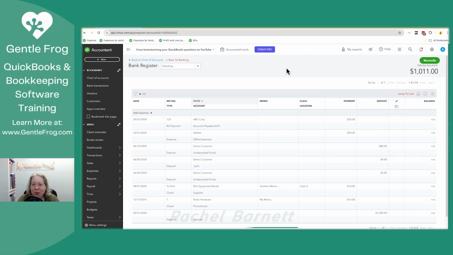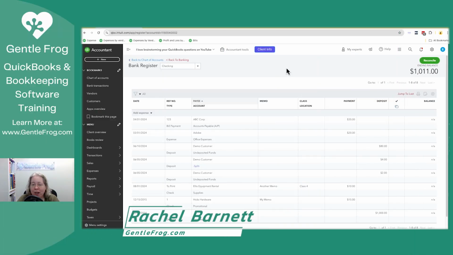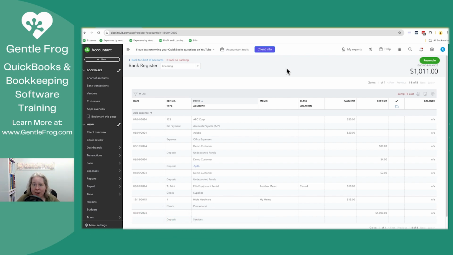I want to talk to you about why you see the word undeposited funds when you look at your checking register, but when you go to your actual undeposited funds list, the transaction isn't there. Very simply, it's just a matter of QuickBooks knowing the last thing that it was told. So it's just not very smart. Like, think of it like a puppy.